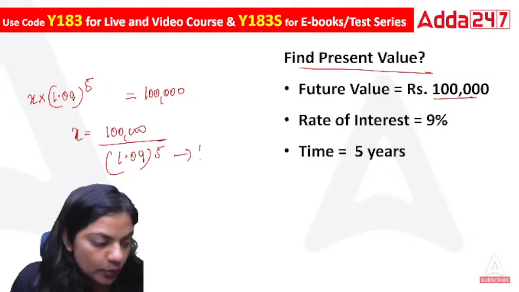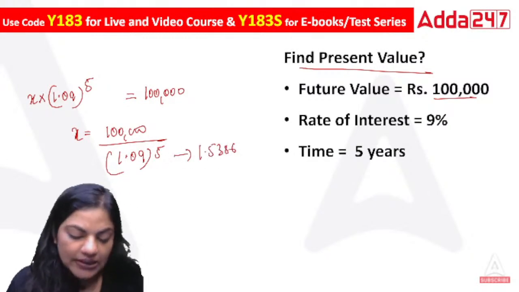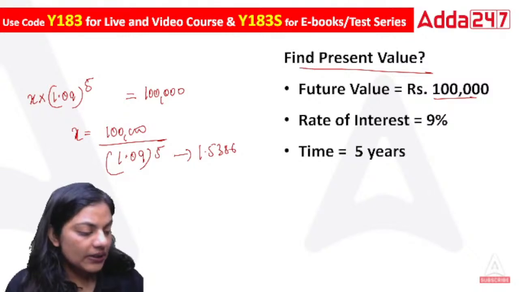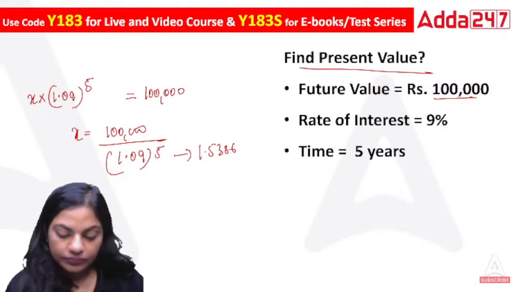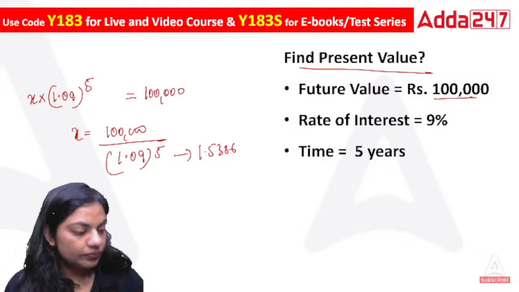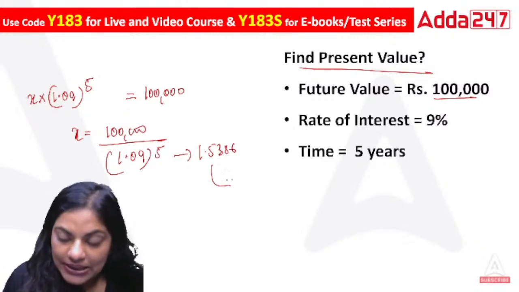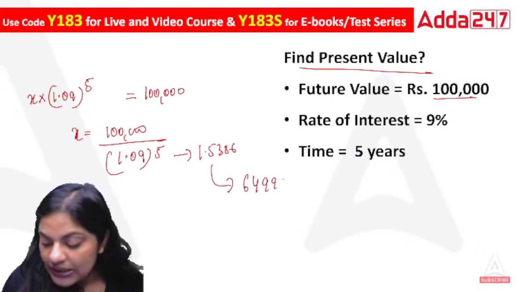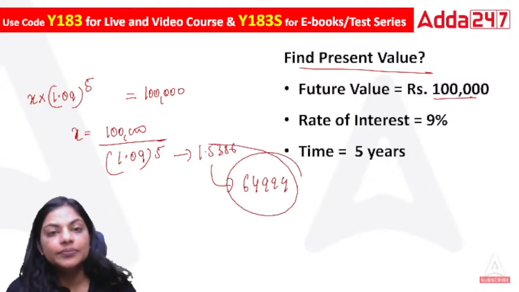This is coming as 1.5386, dividing 1 lakh by this. So the answer will come as 64,994. Is it clear?